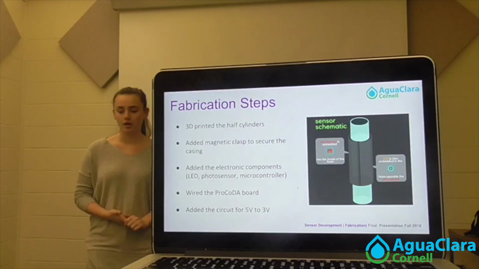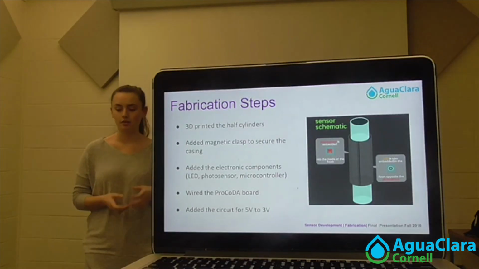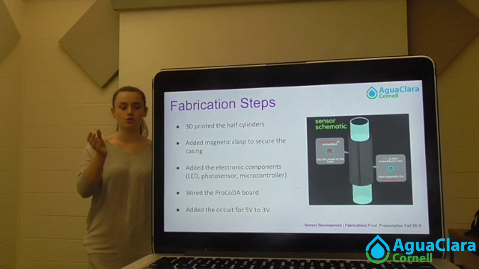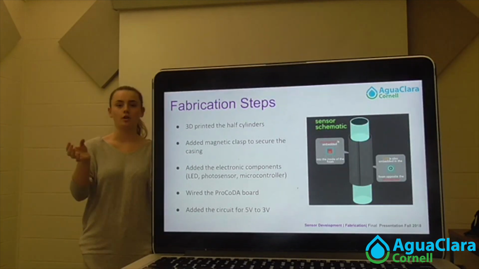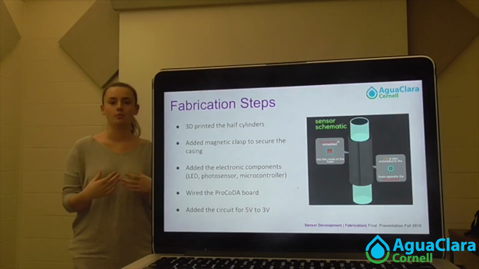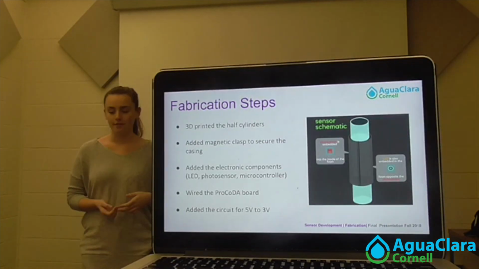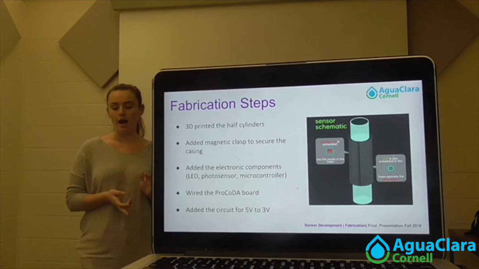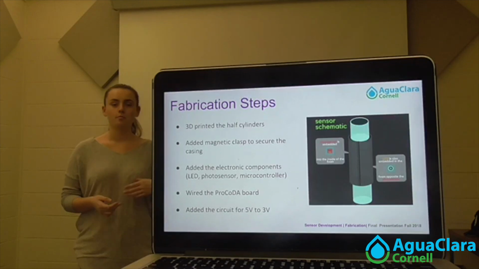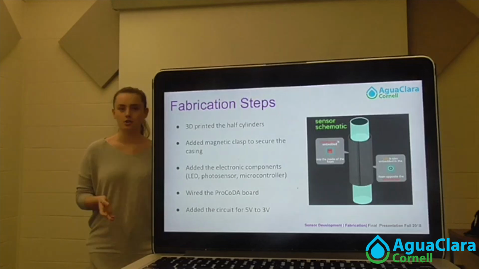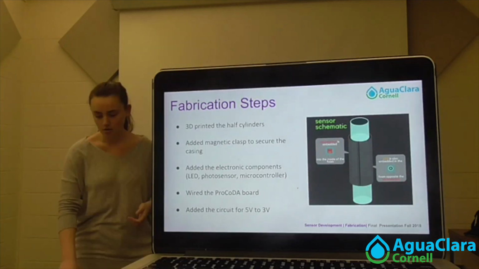So for our fabrication steps, we 3D printed the half cylinders designed in Onshape. Then we added a magnetic clasp to secure the casing so that the user could put our sensor on a PVC pipe just by putting both sides together, and it would hold up by itself. Then we added the electronic components, which include the LED, the photosensor, and the microcontroller. And then we wired the ProCODA board, and we had to add a 5V to 3V circuit because 5 volts were coming in from ProCODA, but our LED could only take in 3 volts.